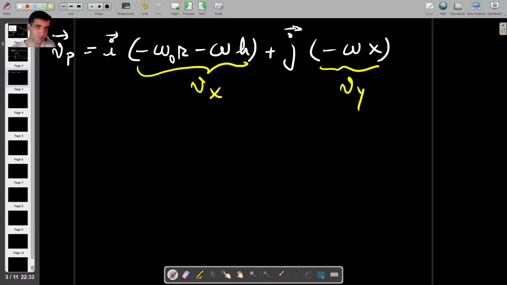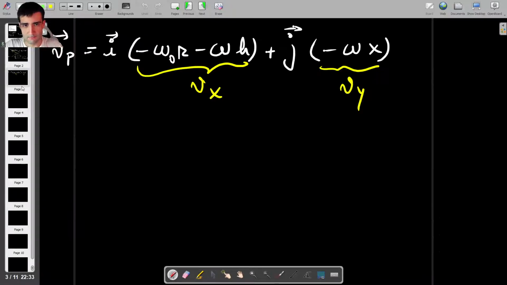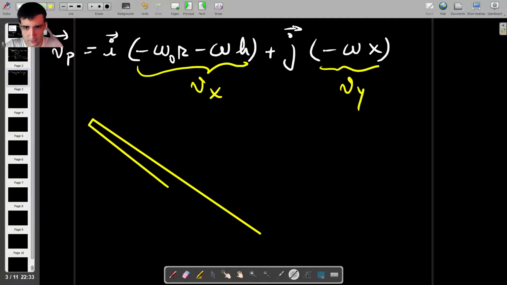Okay, so that's the velocity of point P, and this is the x component of it, and this is the y component. This is going to be relevant in a bit, because we're going to use the fact that the velocity of point P can only have a component parallel to the bar. In other words, the component of the velocity of P perpendicular to the bar is 0. Okay, and that's what we're going to use. Now, let me try to draw this here. So we've got the bar, and I'm going to zoom in on point P. Point P is going to be somewhere here like this.